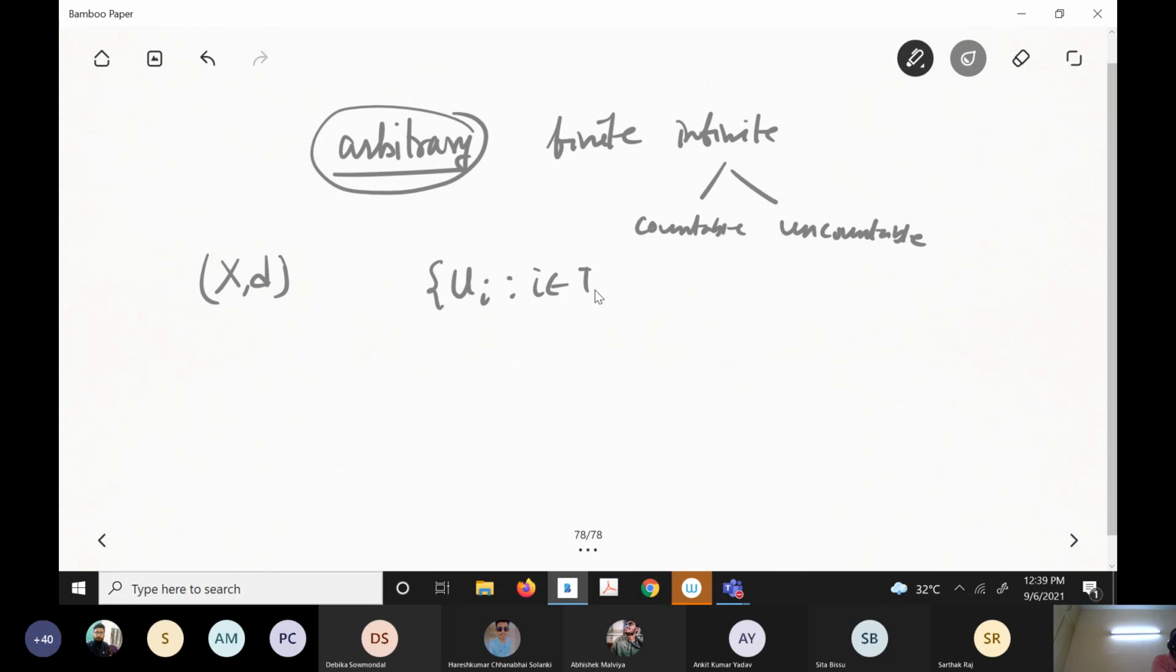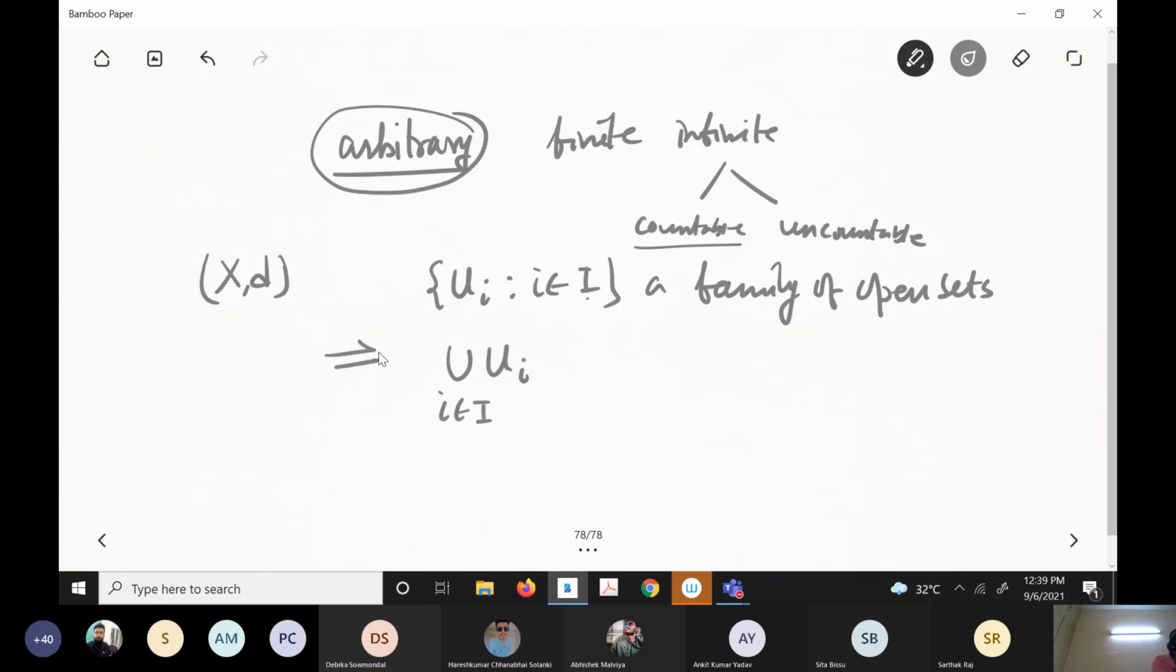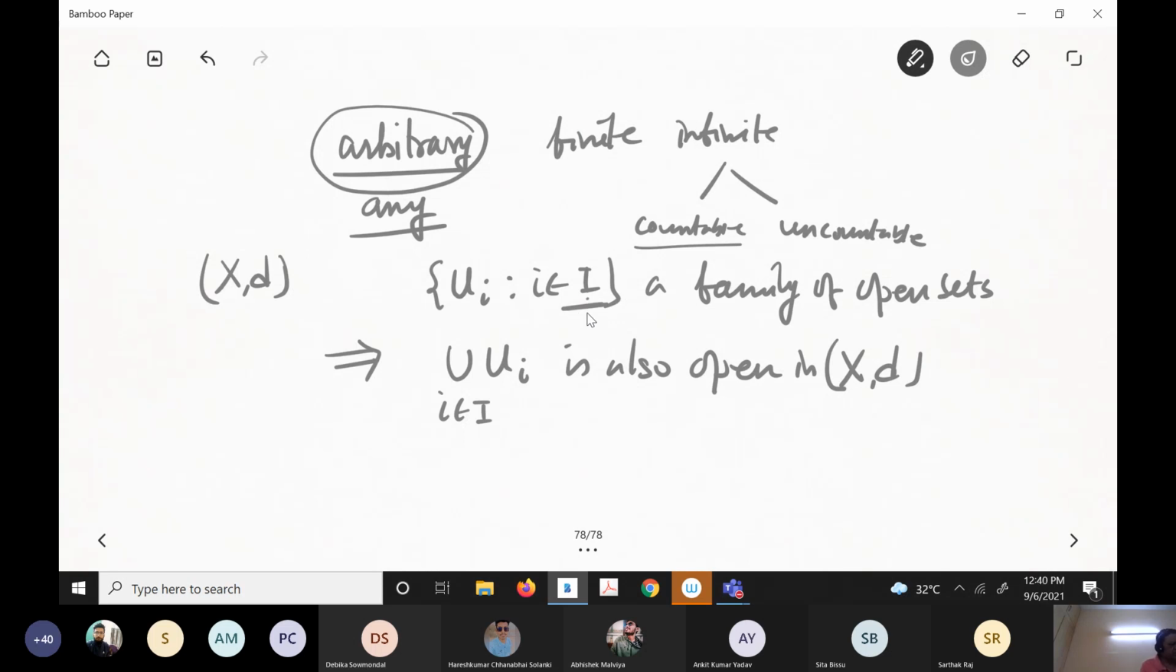This big I is an index set. That is, for each small i in big I, you are getting an open set, the family of open sets. Look, this I can be finite, can be infinite. If it is infinite, it can be both uncountable and countable. I'm saying if you have this, then this union is also open. Arbitrary union, basically any union. There is no restriction on the index set. Even if it is phi, nothing is there in the union, it will be phi.